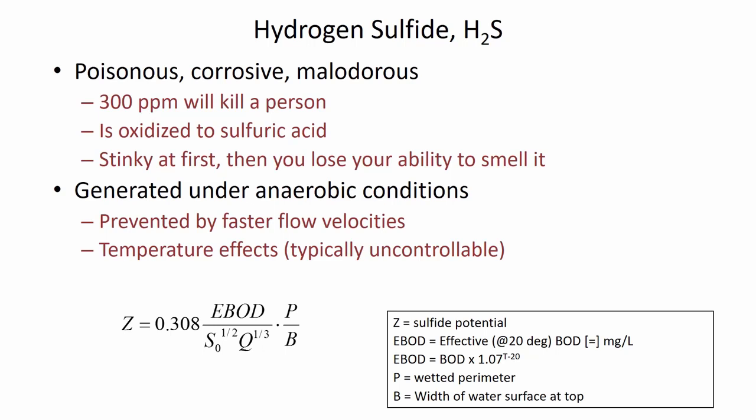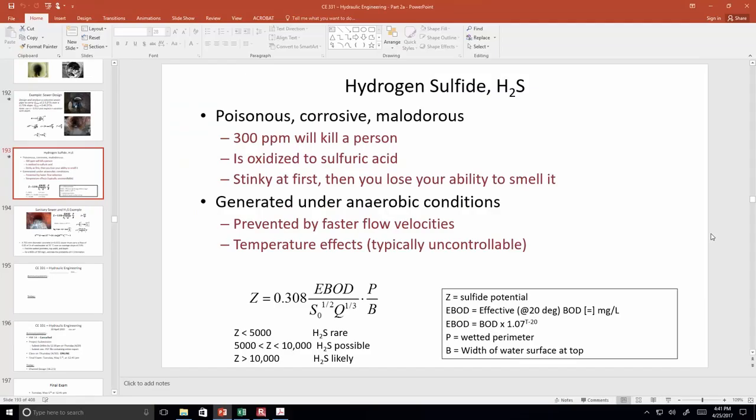It's a sulfide potential factor, Z. It's just an empirical approach that takes into account the wetted perimeter, the top width of the water surface depending on the flow shape, the slope of the channel, the flow rate Q. So we're getting pretty close to the end of class time, so I wanted to show you this example. We won't have time to go through the calculations, but I will show you the calculations.